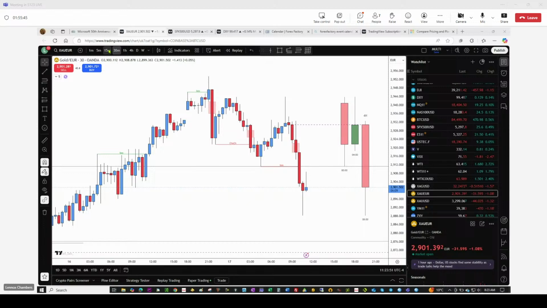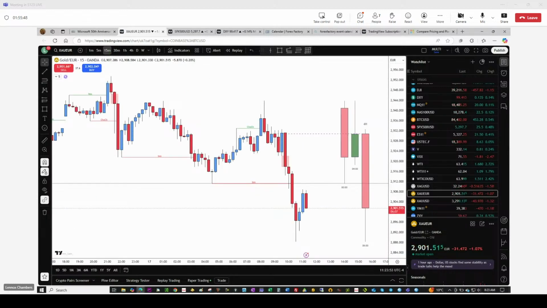So if I go 15-minute, now we see it much clearer. There is our 1, 2, 3 top. There is our drop. So you know where you are now, right? Yes? You're in the fourth wave. Yes. So what's going to happen next? They're coming to take this low, right?